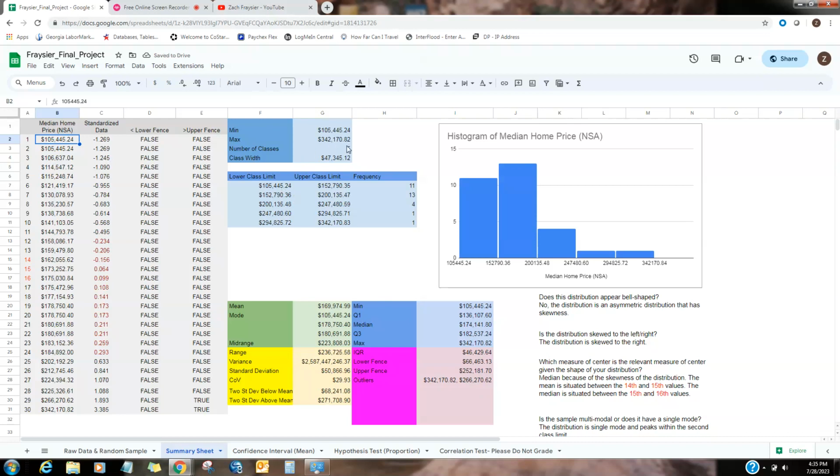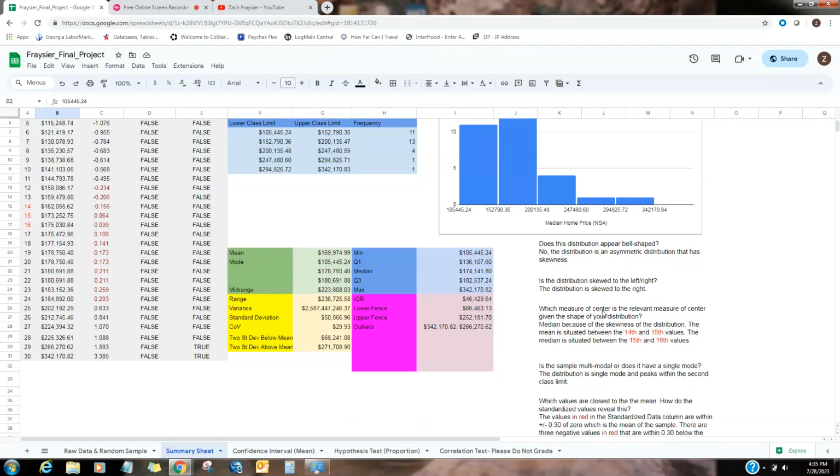So I chose a class size of 5. It gives me a class width of this. So I have a skewness here. It's not bell shaped. It's an asymmetric distribution with a right skew. Has 2 outliers over here, and it's skewed.